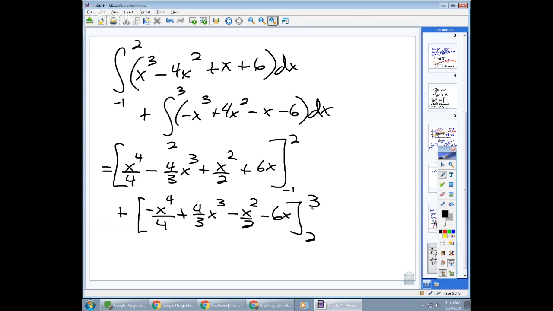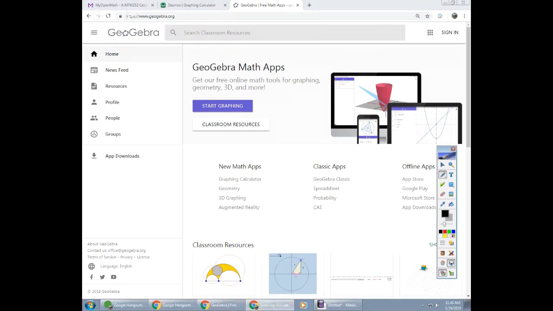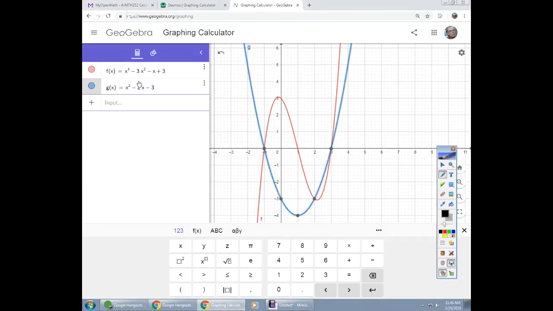And at this point, calculator is a beautiful thing. My GeoGebra graph. Oh, I put it over there. So I'm going to make a function called a of x, which is my antiderivative function. And that was, again, let's see, x raised to the 4th over 4 minus 4/3 x raised to the 3rd plus x squared over 2 plus 6x. Want to go through any antiderivative?